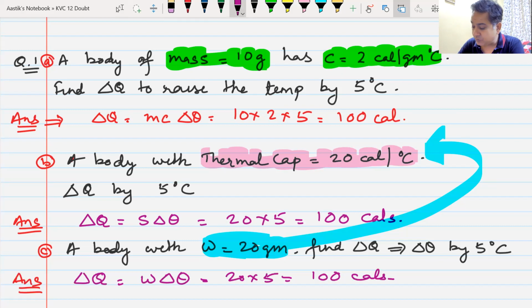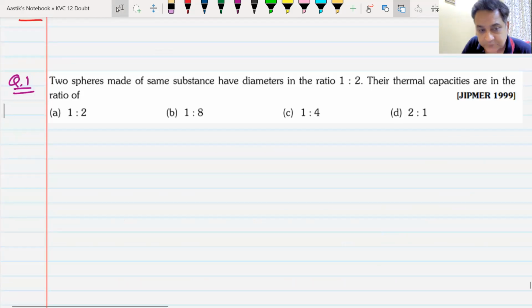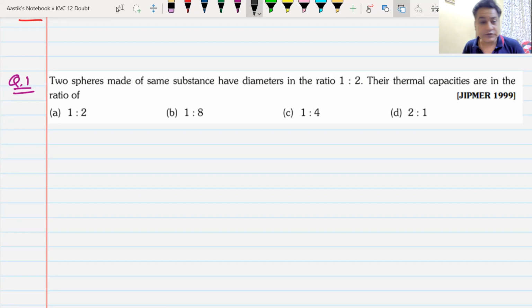It has come both in JEE as well as NEET. Have a look and tell me how you are going to do this. Two spheres made of the same substance have diameters in the ratio 1:2. What is the ratio of their thermal capacities? Thermal capacity. 2 minutes.